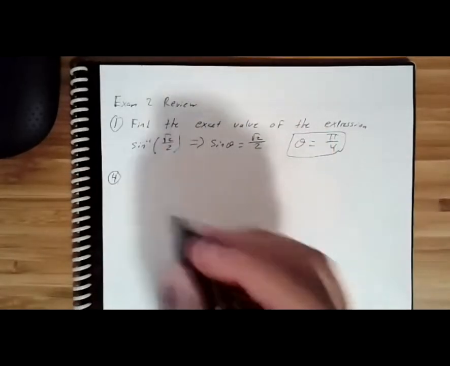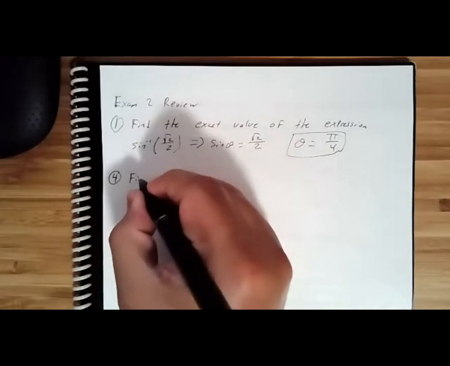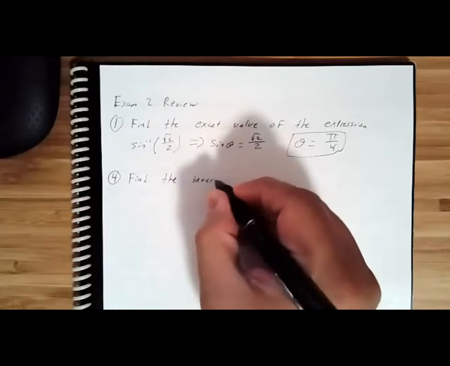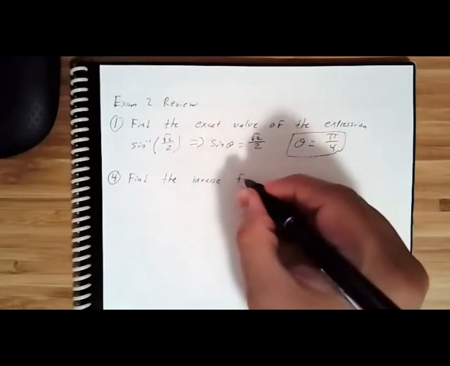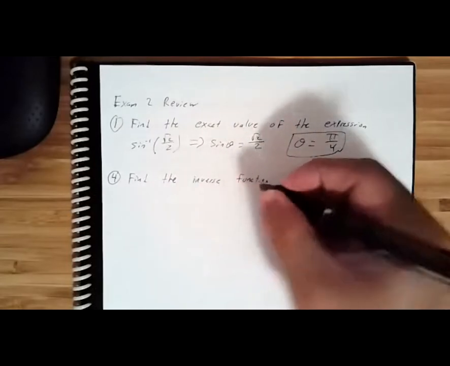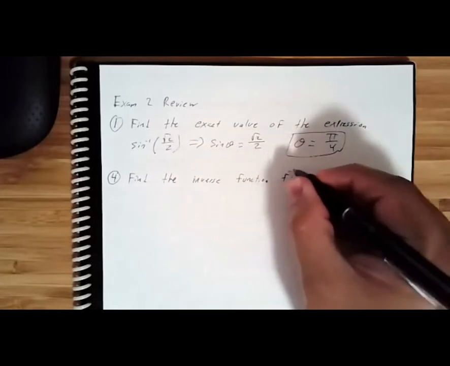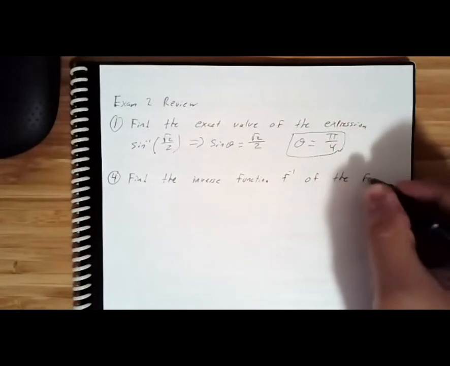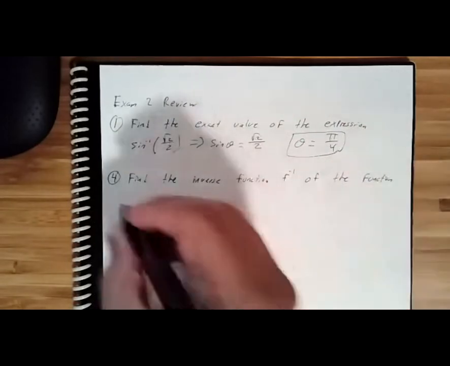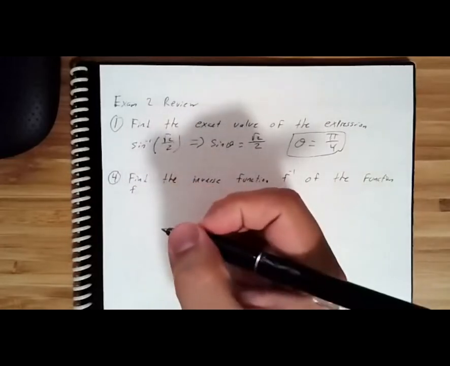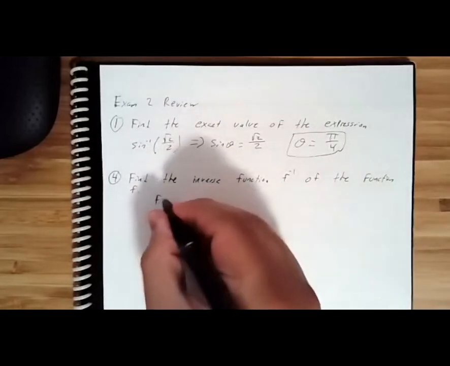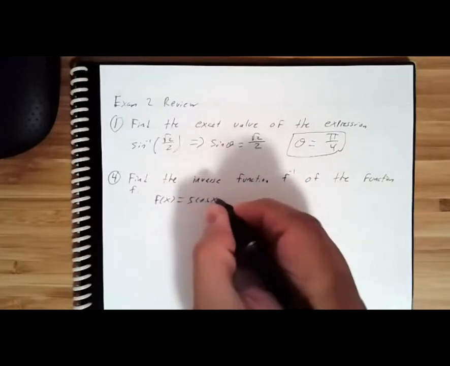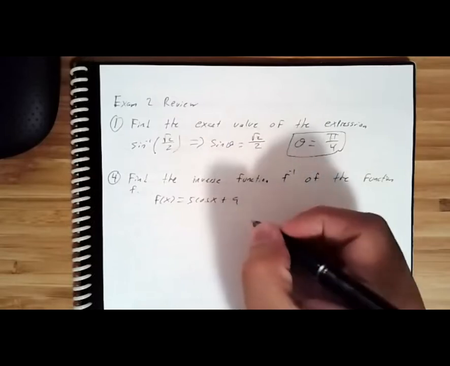Let's see here. Find the inverse function f inverse of the function f. So here's f. Five cosine x plus 9.